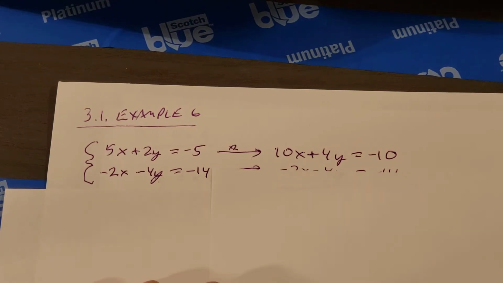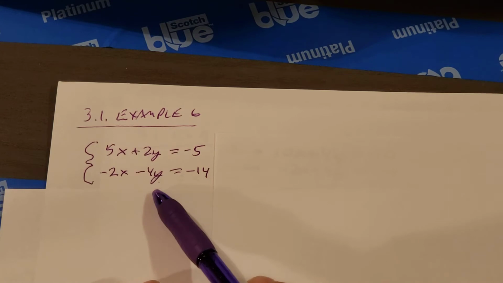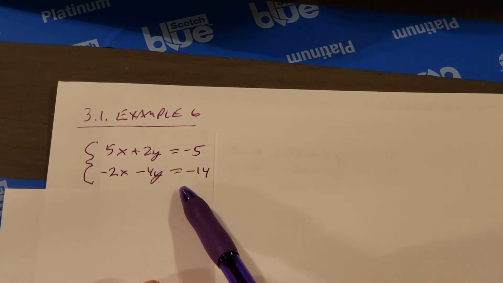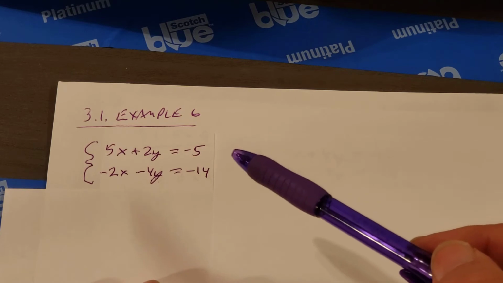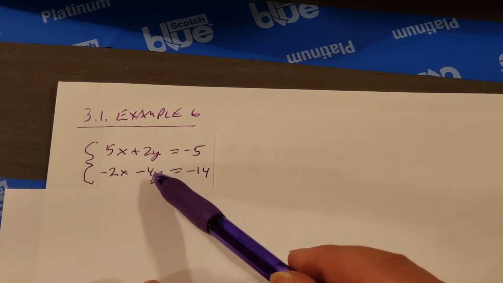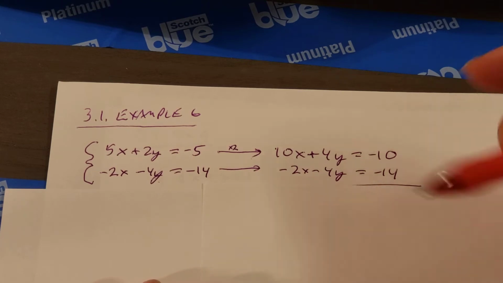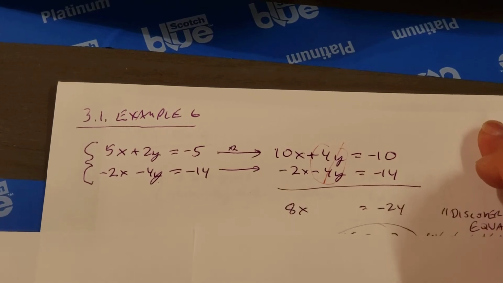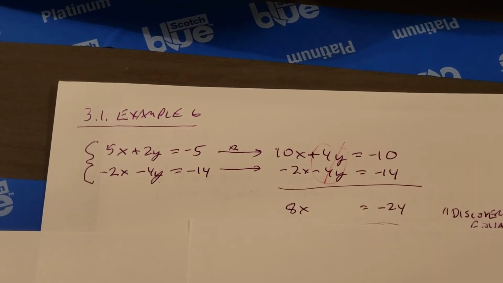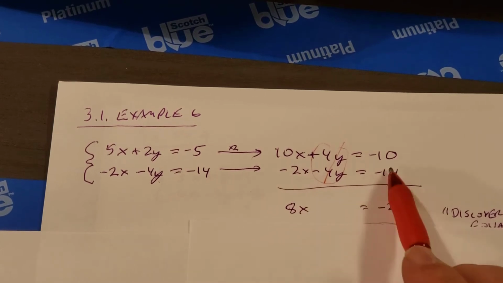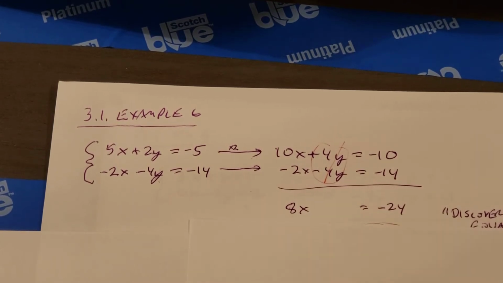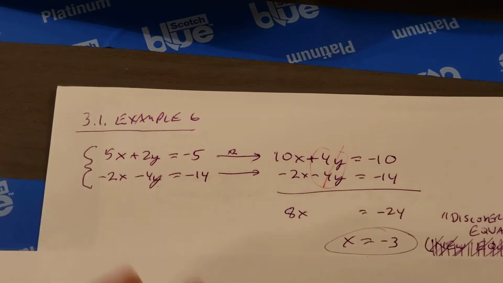So back to where the problem started. I knew I had to do the same thing to both sides in order to create a cancellation. I decided the cancellation was going to be to cancel 4y with a minus 4y, and so I made it happen. Here is the setup for the cancellation. That gives me 10x minus 2x, 8x equals negative 24. And dividing both sides by 8, x equals negative 3.